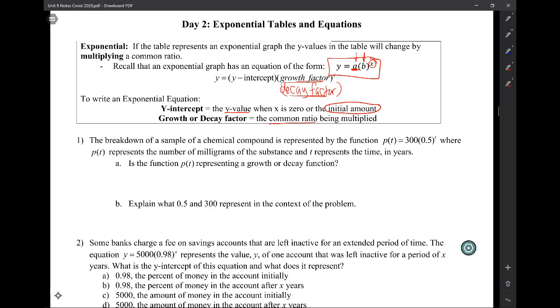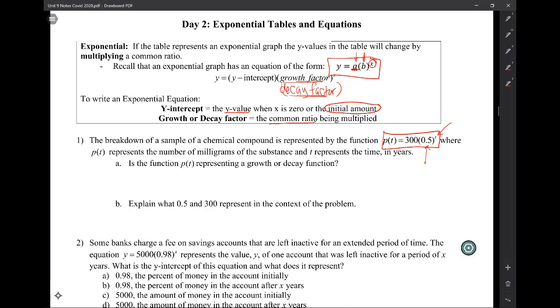It says the breakdown of a sample of a chemical compound is represented by the following exponential equation. And I know it's an exponential equation because the variable is in the exponent. P of t represents the number of milligrams of the substance, and t represents the amount of time in years. Is the function p of t representing a growth or decay? So do not get distracted by that 300. 300, remember, is just your vertical stretch.